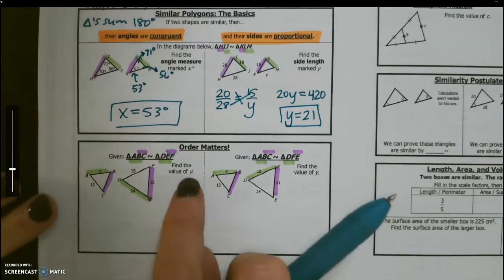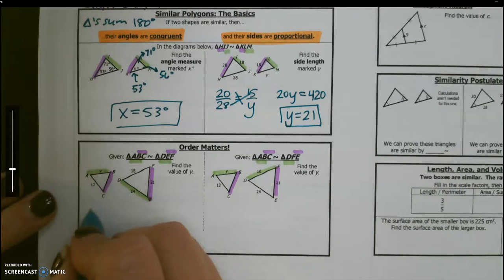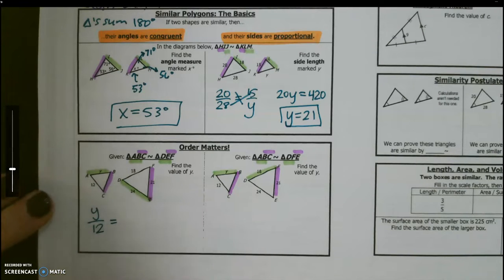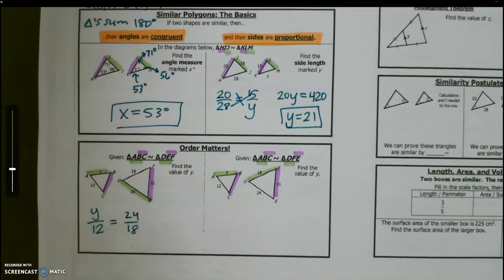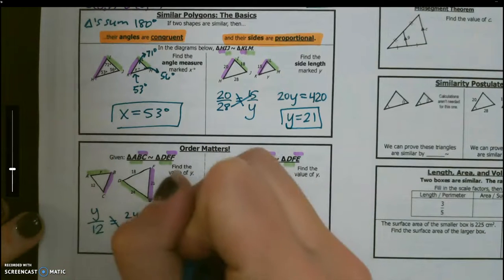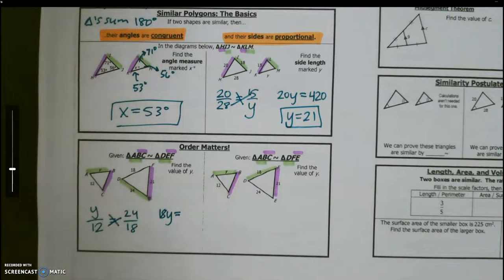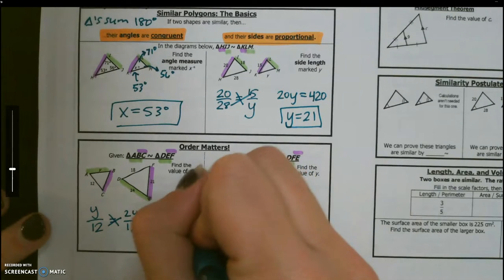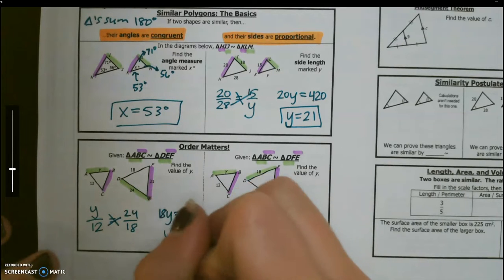They want us to find Y. Well, I know green and I know black. So that means I know green and black over here, so let's work with those colors. If I do green over black for this ratio, I have to do green over black for that ratio. When we cross multiply, we get 18y is equal to 24 times 12, which gives us 288. Then I can divide by 18 on both sides.